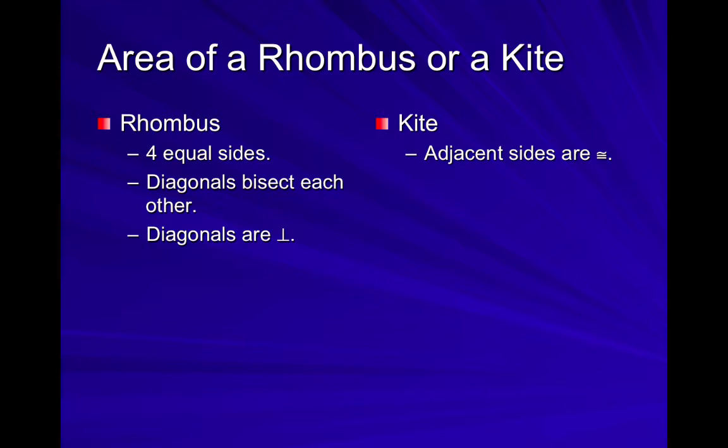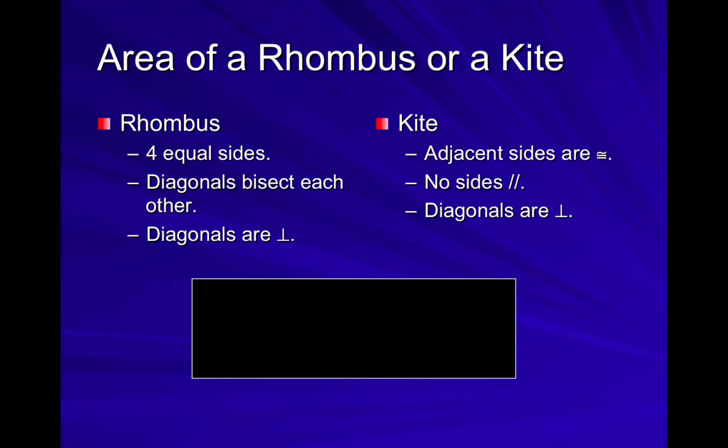A kite does not have all sides that are equal. What's key here is that adjacent sides are congruent, so the sides that are next to each other. Just picture a kite that you would fly out in the outdoors. It's not going to necessarily have all sides equal all the time. It has no parallel sides because they cross each other. And then also the diagonals, just like the rhombus, are going to be perpendicular. So these are just some basic rules that you want to keep in mind.